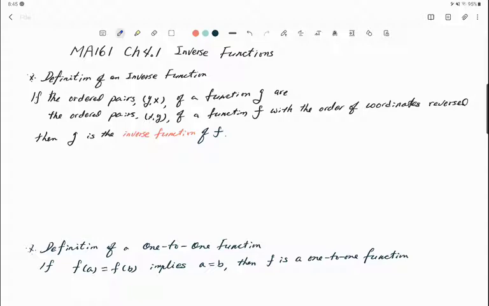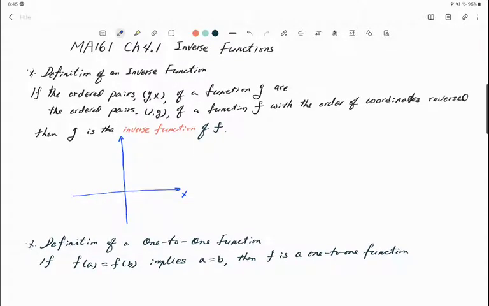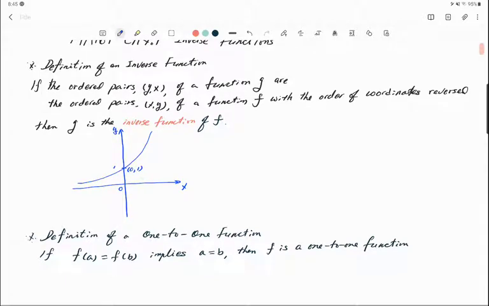The definition is really simple. This one looks hard, but let me draw a graph of a function. So this is the x-axis, y-axis, and let's say here is a graph, something like this. The y-intercept is when x equals 0, y equals 1. So this coordinate will be 0, 1.